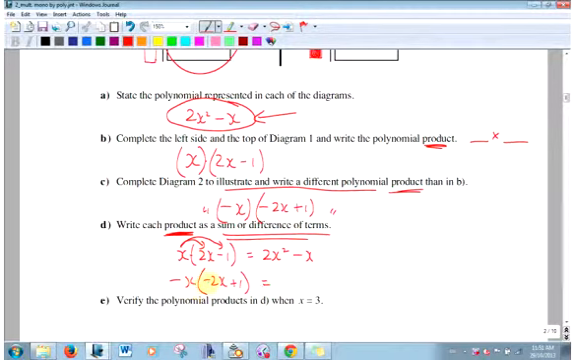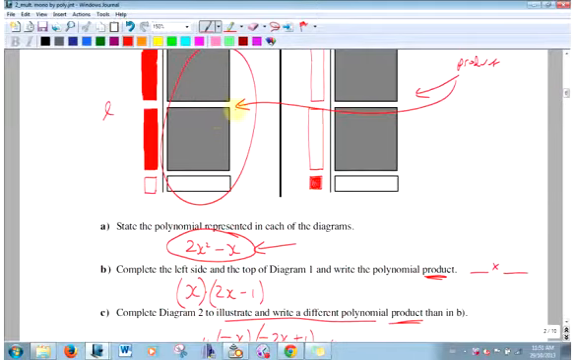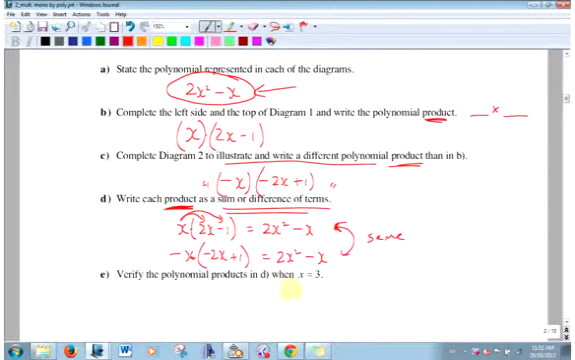What's a negative times a negative? Yeah, x times 2x is 2x squared. Negative x times 1 is minus x. And these are the same. And we should expect that because remember, we started with the same picture here, right? 2x squared minus x. So there's a couple options there, right?